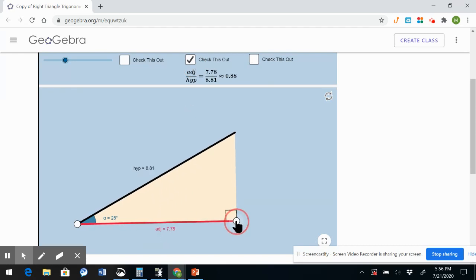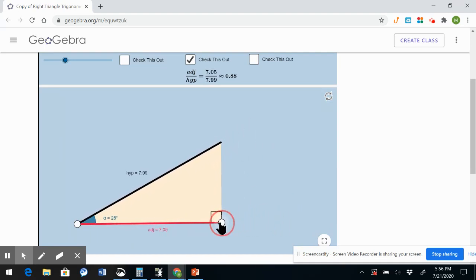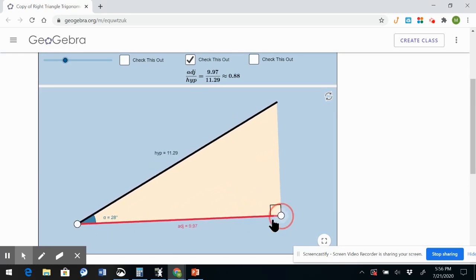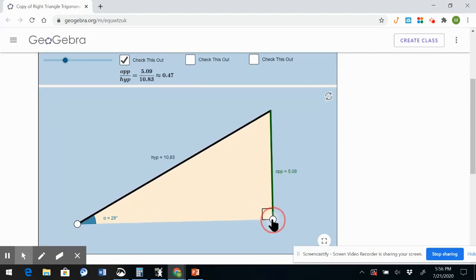Okay? The same thing is true if I look at the adjacent side divided by the hypotenuse. I look at that ratio. Again, I change the side lengths, but my ratio remains constant. Again, that's for a constant angle. My angle is not changing, and neither is the ratio of my sides when I take the adjacent divided by hypotenuse. And then finally, the same thing is true for opposite divided by hypotenuse.